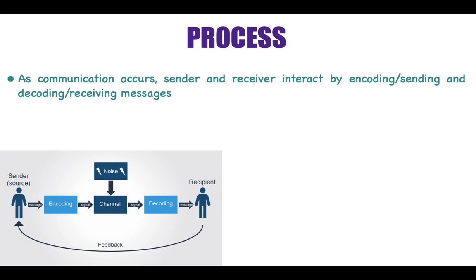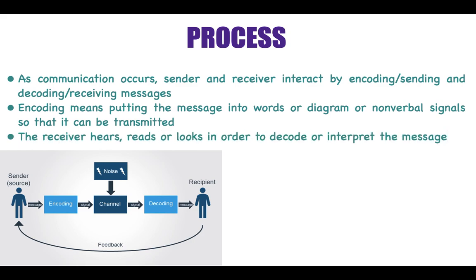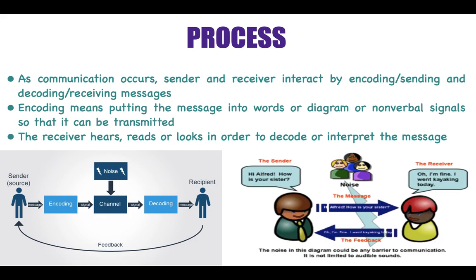So, as communication occurs, the sender and receiver interact by encoding, that is by sending, and by decoding, that is receiving the messages. Now, encoding puts the message into words or diagrams or non-verbal signals so that it can be transmitted. And the receiver hears the message or reads the message or looks at the message in order to decode or interpret the message. Now, while the entire process takes place, we have to be very careful about the noise that is happening in the background of the entire communication.